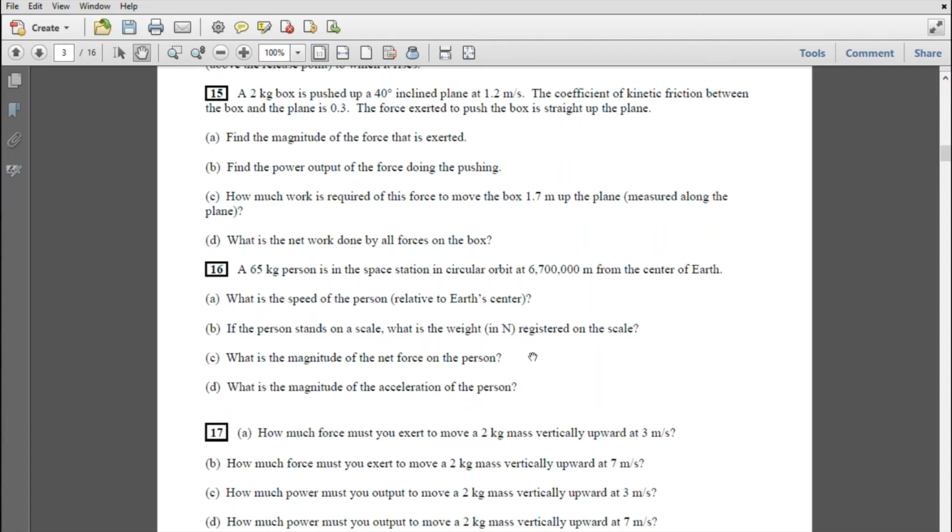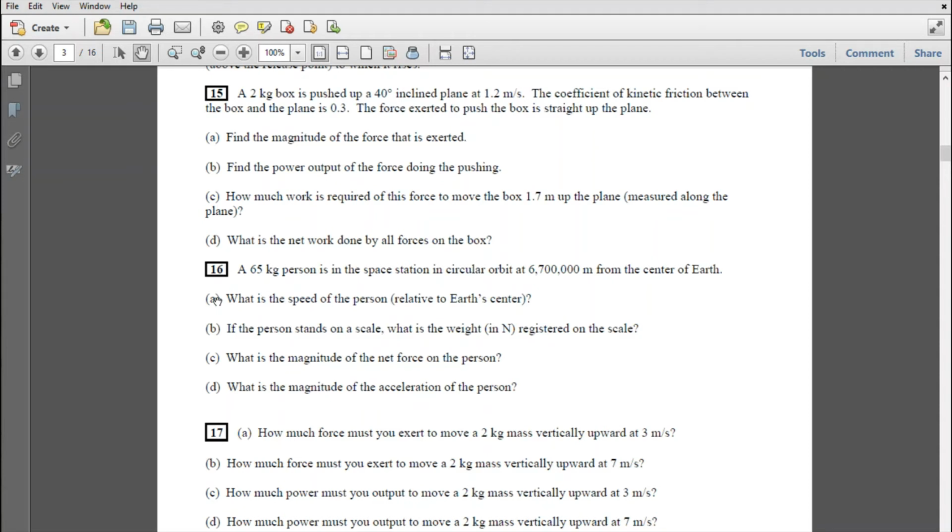In fact, probably the easiest one to do first is just to find the net force on the person. That's G m1 m2 over r squared. So one of those m's is the mass of the Earth, and the radius you're going to use is 6.7 million meters to find the net force on the person. The only force is the gravitational force in this case. What is the magnitude of the acceleration of the person? I put the answer to part C equal to ma, and then that a I can solve for given the mass of the person.